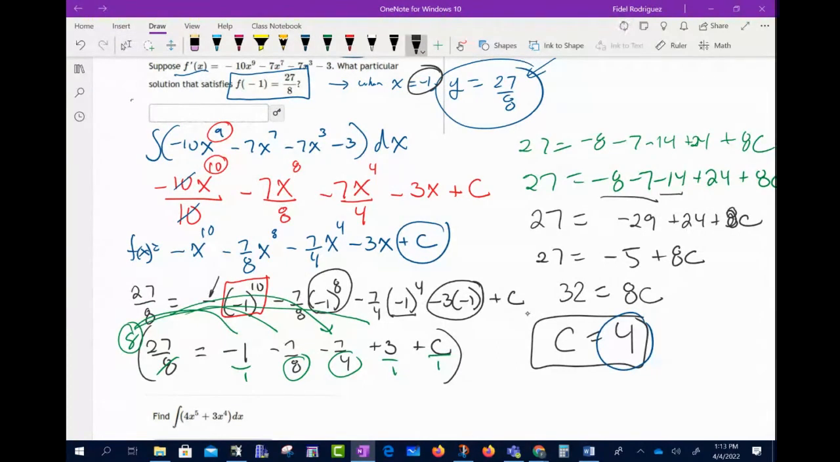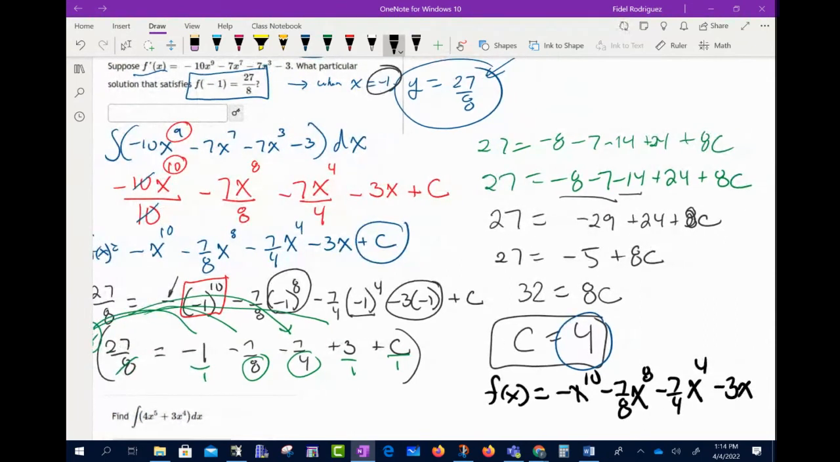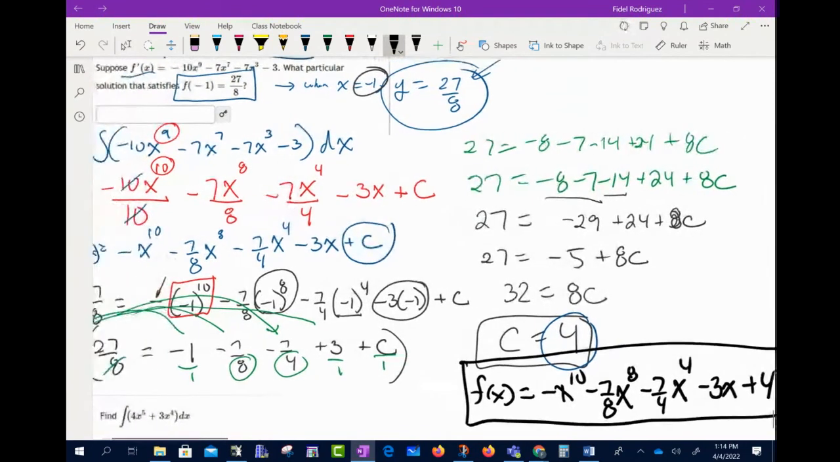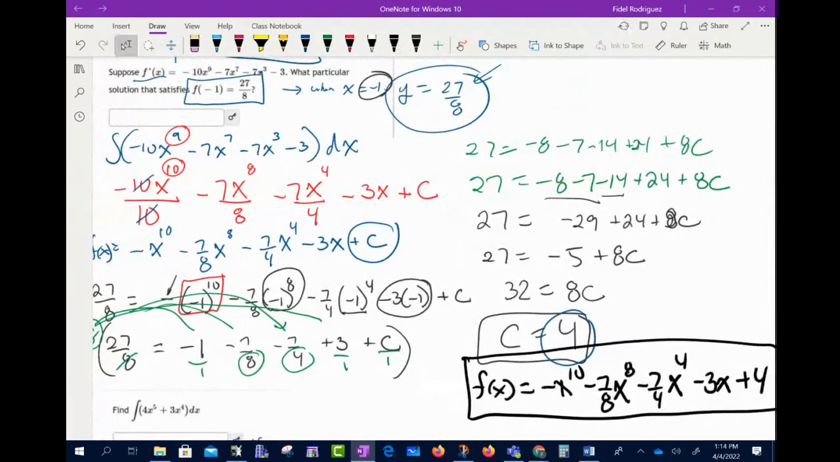I'll do it in black. I'm going to put negative x to the 10th minus, you know what? I don't have enough room there. Let me write it somewhere else. I'll write it right here. Let's see. F of x, big and bold, negative x to the 10th minus 7 over 8, x to the 8th, minus 7 over 4, x to the 4th, minus 3x, and then finally a what? Plus 4 at the end. And there's my answer.